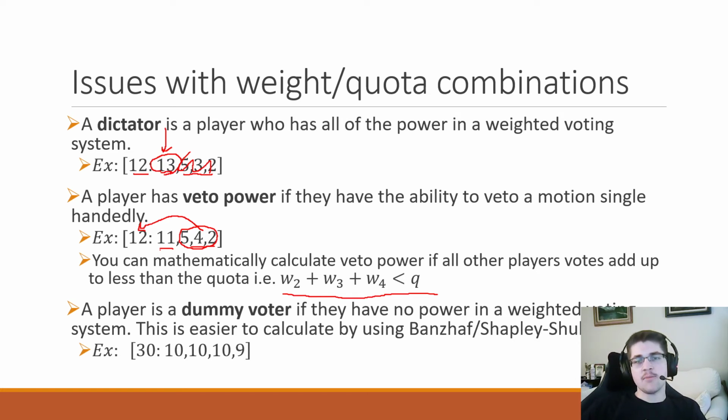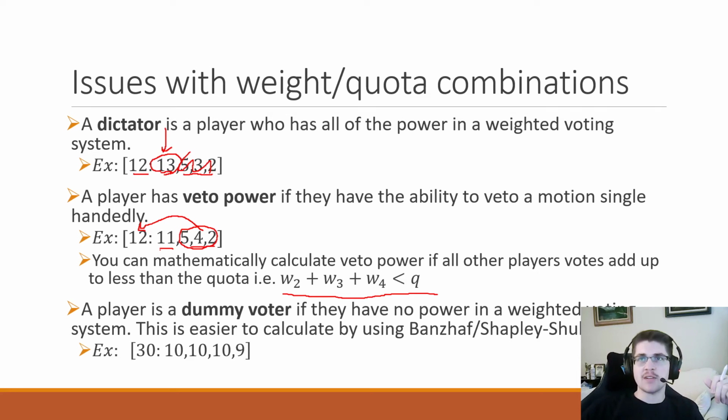And the last term from section 1 is what we call a dummy voter, which has nothing to do with the intelligence of the voter, but more to do with how much power they have. In math, the term dummy variable or dummy index often means something kind of irrelevant. It's not really part of the problem, it's just there nominally. That's the same meaning when we say dummy voter. So a player is a dummy voter if they have no power in a weighted voting system.